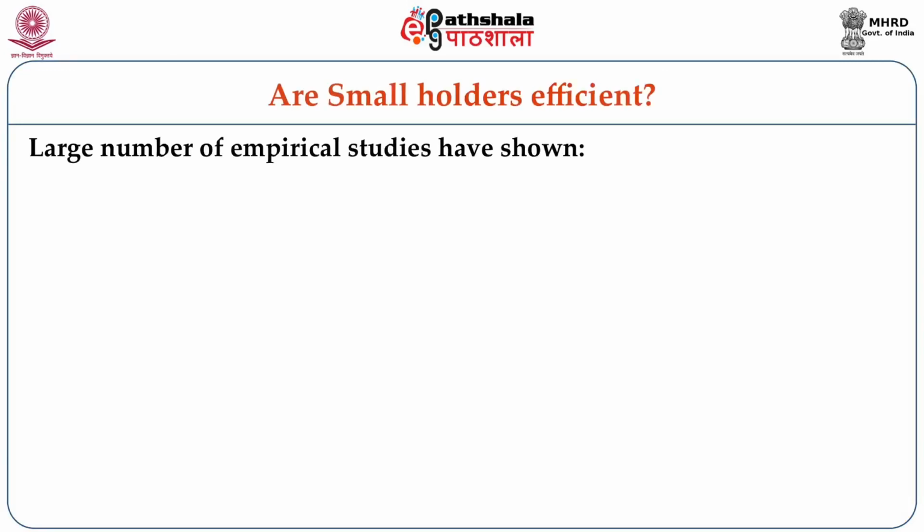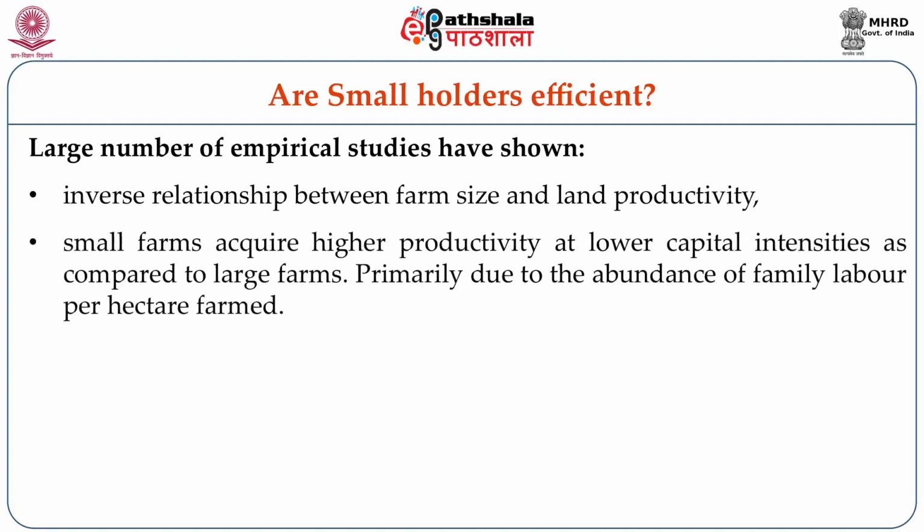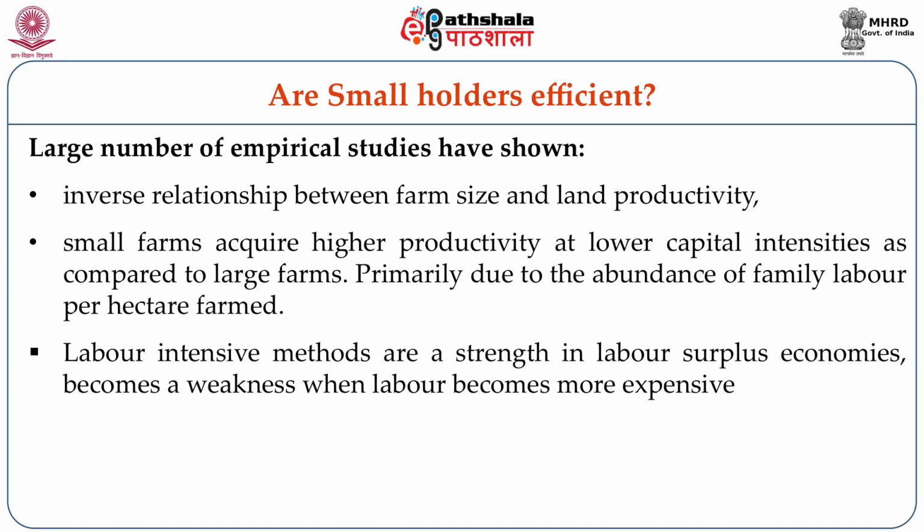Are smallholders efficient? A large number of empirical studies have shown an inverse relationship between farm size and land productivity. Small farms, unlike large mechanized ones, acquire higher productivity at lower capital intensities as compared to large farms. This is primarily due to the abundance of family labor per hectare farmed. Labor-intensive methods are a strength in labor surplus economies and becomes a weakness when labor becomes more expensive.